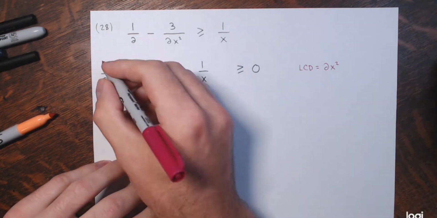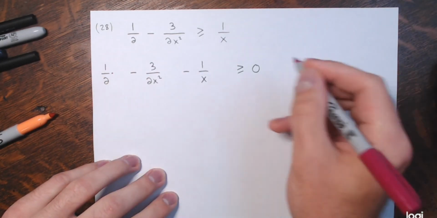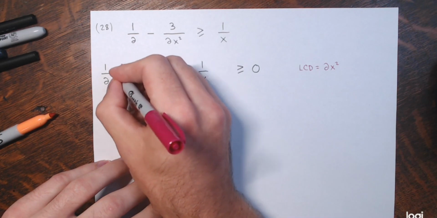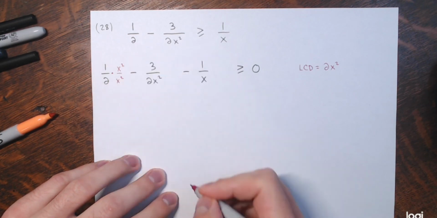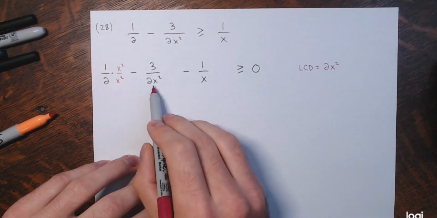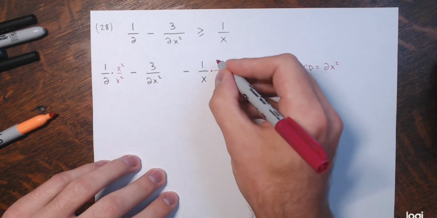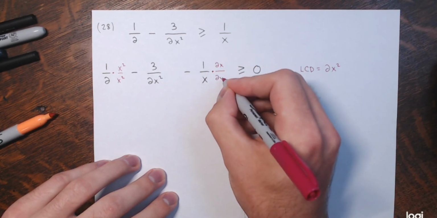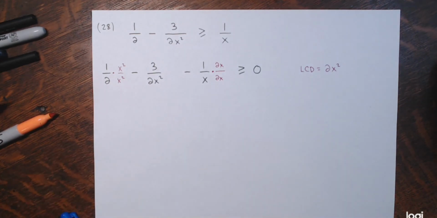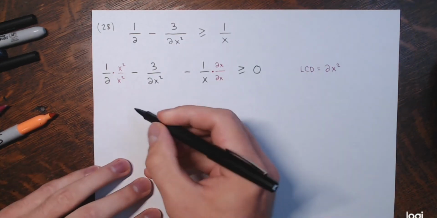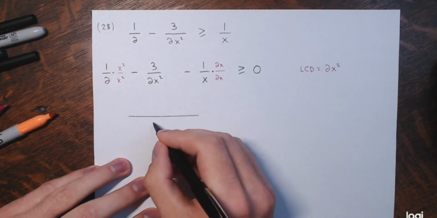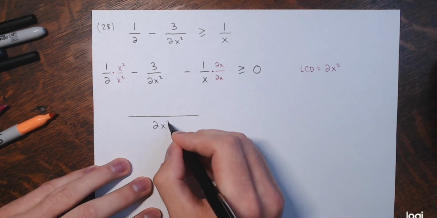So the first fraction, to get a denominator of 2x squared, I have to multiply the numerator and denominator by x squared. The second fraction I don't have to touch. The denominator is already 2x squared. In the third fraction, 1 over x, I'd have to multiply the numerator and denominator by 2x. Right, now every single denominator over here is 2x squared.